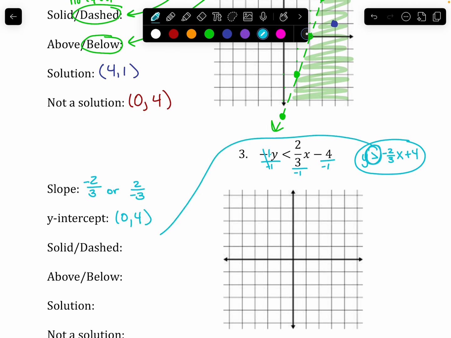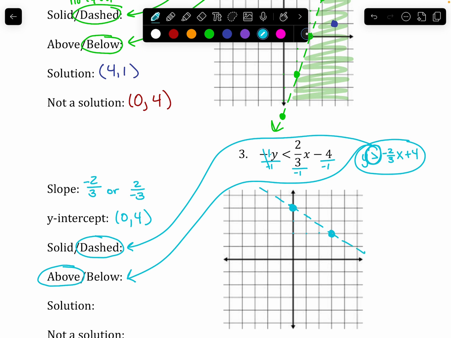And then I'm going to go ahead and look at my inequality symbol. All right, there is no equal sign, so that means that my line is dashed. And now that says y is greater than. So this is going to be dashed and above. So let's plot the y-intercept first. 1, 2, 3, 4. And then I have a slope of negative 2/3. So down 2 over 3. And that's really all I've got.